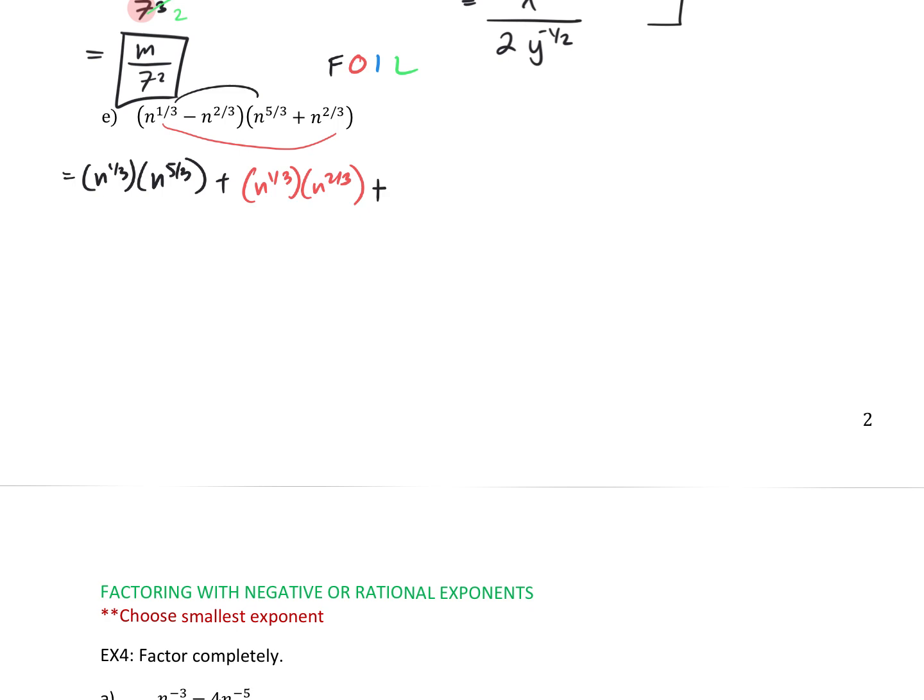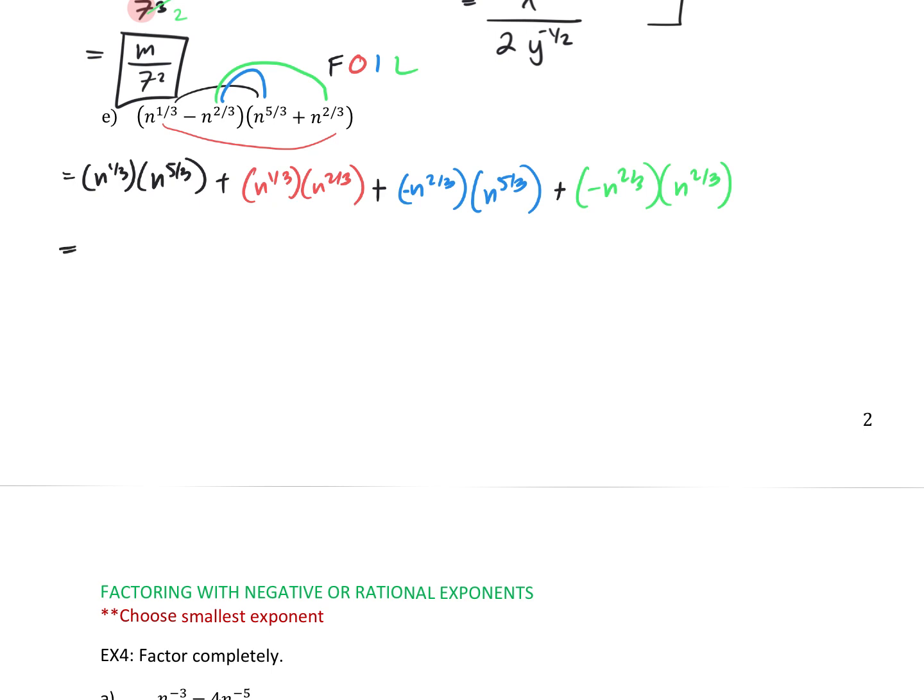Okay, again, so we're working with FOIL. So I did the first, I did the outside terms. Now I'm going to do the inside terms, these two. That'll be n to the 2/3. Oh, that's a negative n to the 2/3 times n to the 5/3. And then last, this term times this term. So plus, and then we have still that negative n to the 2/3 times n to the 2/3. All right, okay, let's go ahead and multiply this out.